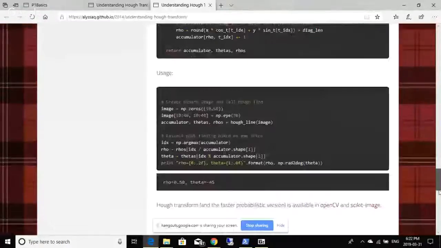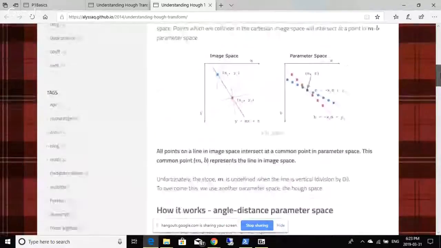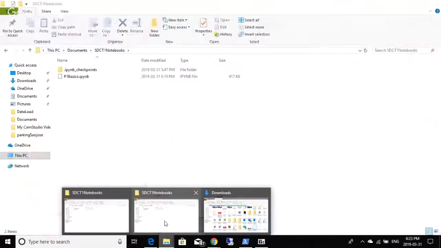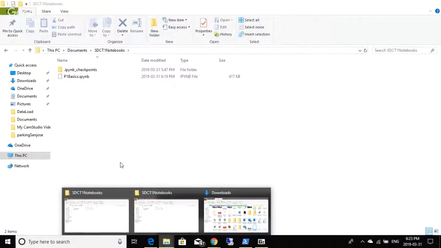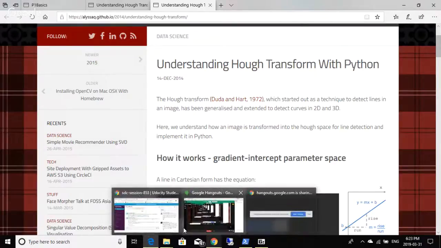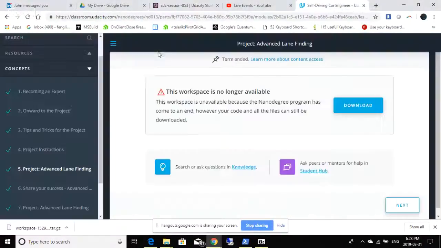So let's go on to project 2, I guess. It'll be really hard because most of my stuff has been nuked from the workspace. Let me see if I can still access the workspace. All right, let's go over the project instructions.